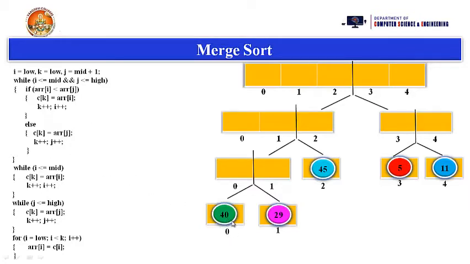So first take the 40 and 29 and compare these two. What is the relationship between these two? 40 is greater, that is, 29 is less than 40. So place 29 in the 0th index position. Then place the 40 in the first index position.